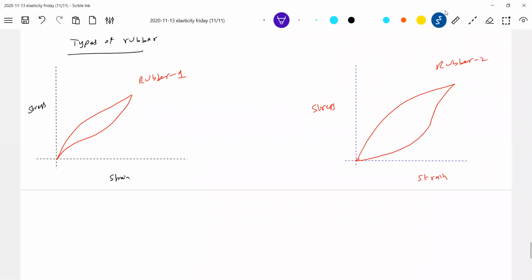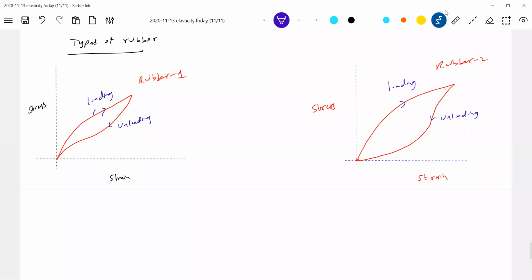So if you say there's a loading, there's an unloading. Again, this curve is loading. This is unloading. What do you mean by loading, unloading? You are going to apply a stress. Then again, when you remove the stress, what will happen to the body? It will retrace. We'll come back to its original state.